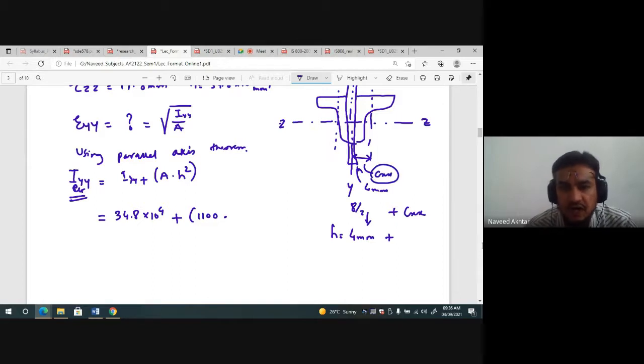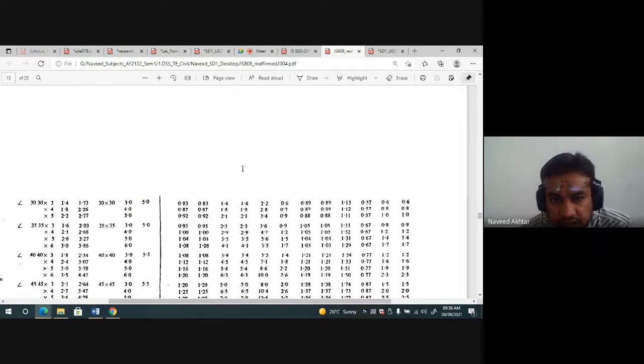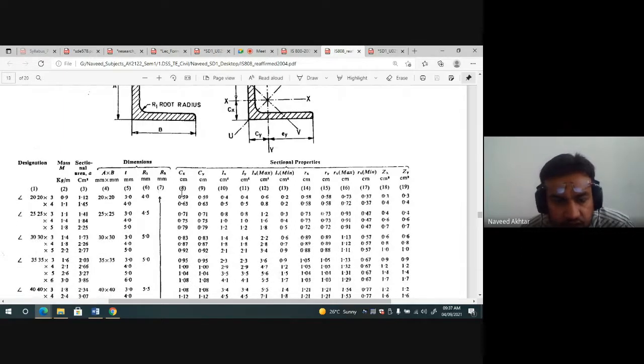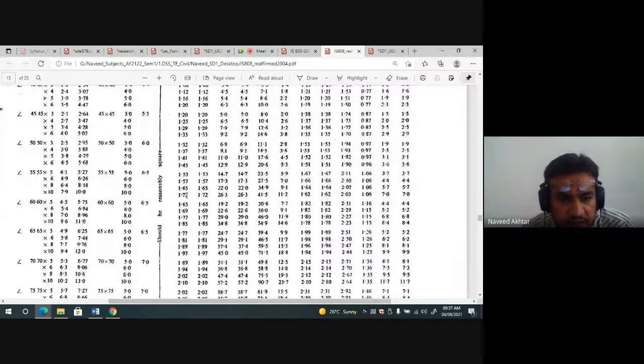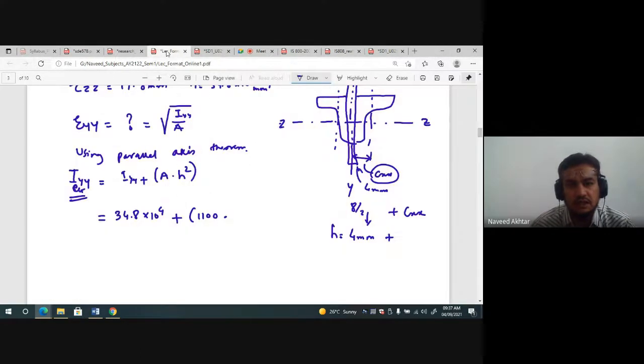Okay. So I will take the cx6 value. Here it is given, cx6 in column number 8. So we will come here, and this is 18.5 mm. I will write here 18.5 mm. So 4 mm plus 18.5 is 22.5 mm. I will write down 22.5 whole square.